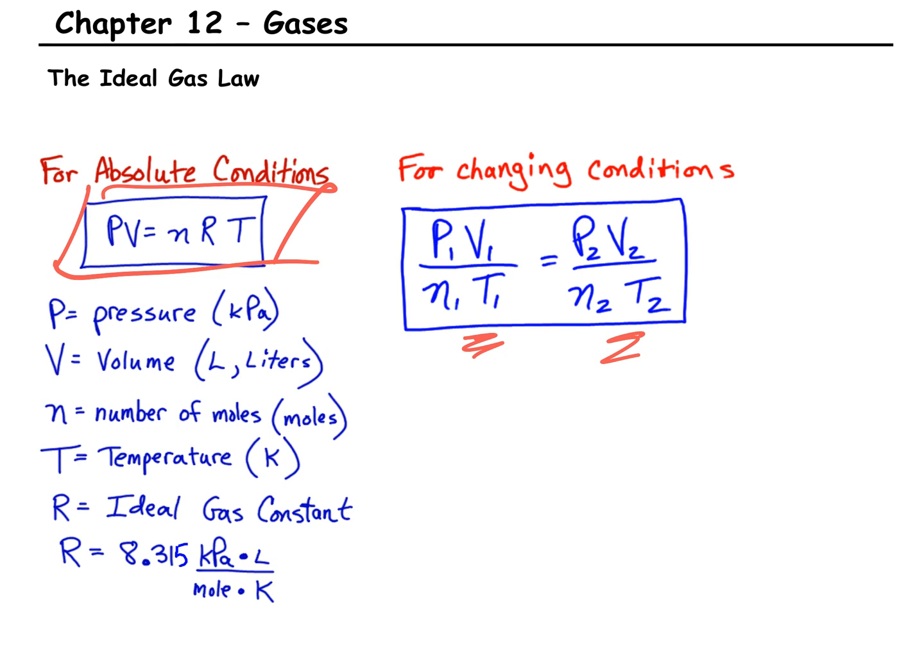And what is that R? R is the ideal gas constant. And the units of it depend upon what units we're using to measure pressure, volume, and temperature. If we did measure our pressure in kilopascals, volume in liters, and N in moles, of course, and then temperature in Kelvin, then this would be our ideal gas constant. If we had different units, then we would have a different number for the ideal gas constant.